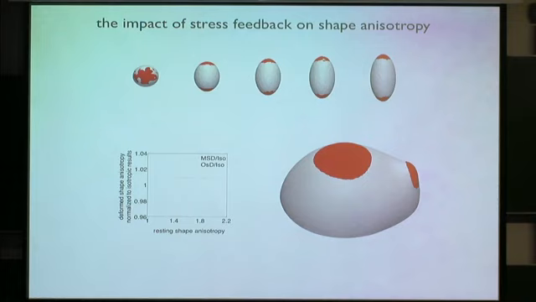But as soon as you have a kind of anisotropy in the shape, a stress feedback amplifies it all the time. And if the shape is more and more anisotropic, the amplification will be more and more. And this is very favorable for the plants because they like the anisotropic growth.